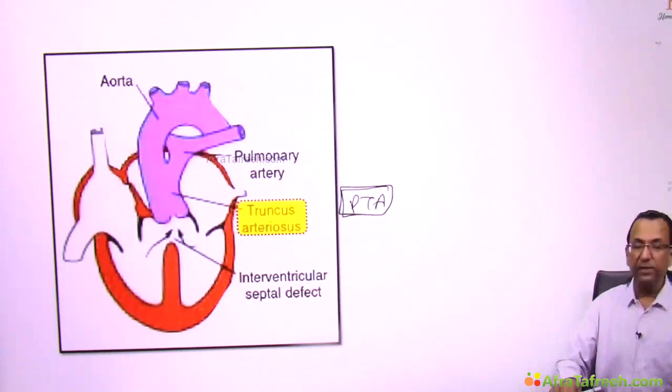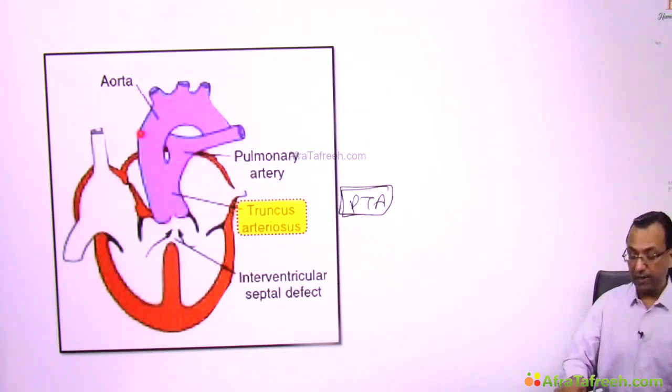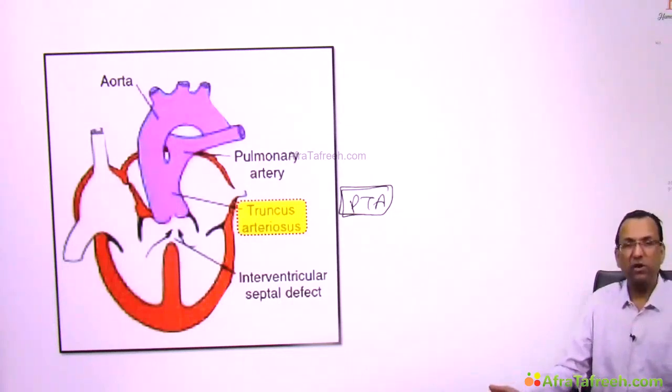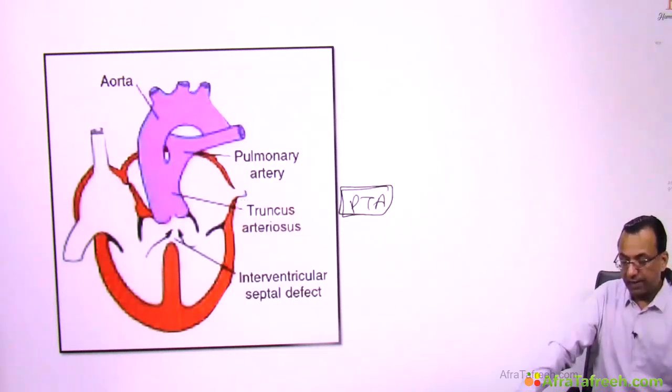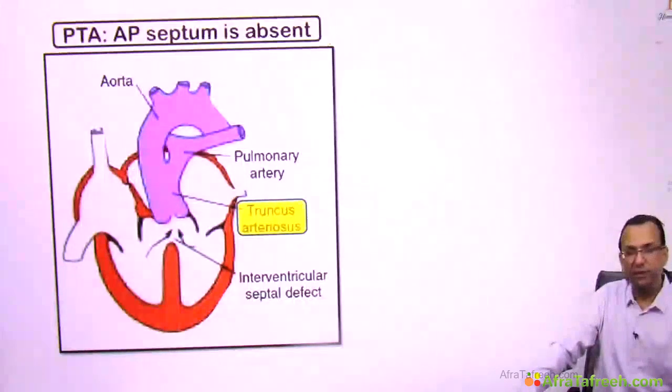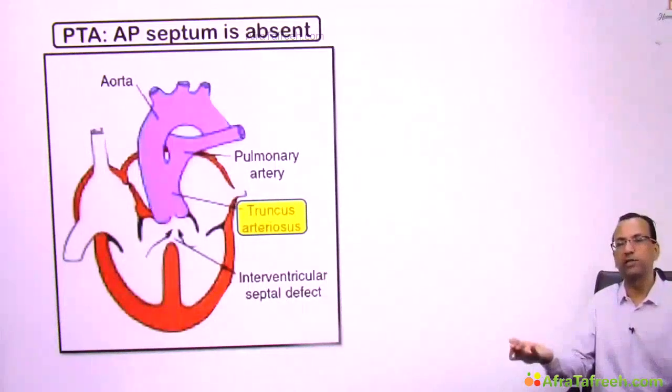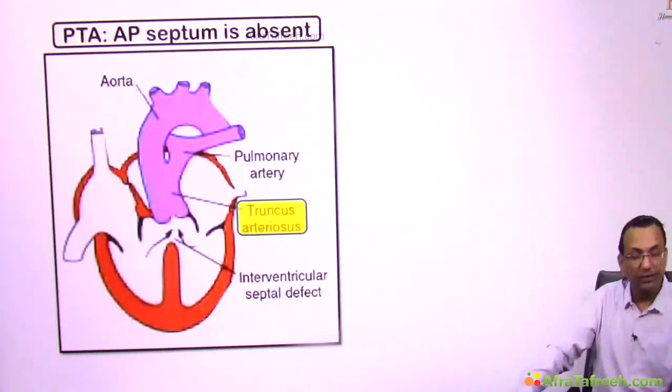So this baby will not have the ascending aorta or pulmonary trunk. No, actually they have merged into one, or they were not separated into two. That is the point. AP septum. You mean to say the AP septum is absent here? Yes, because the AP septum is absent. There are no two vessels. There is the original vessel, which is the persisting truncus arteriosus.